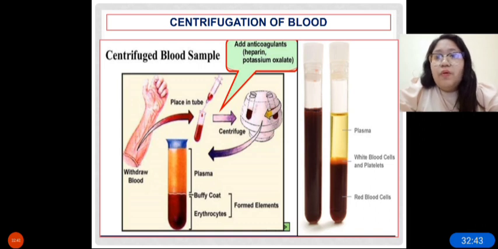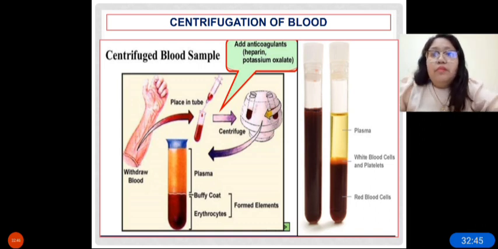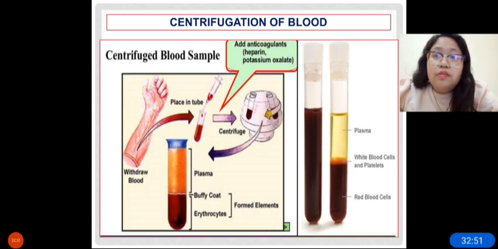Okay, so look at the image carefully. The red blood cells are suspended at the bottom, while the white blood cells and the platelets can also be seen. So they are in between the plasma and the red blood cells. So what is the less dense? Okay, it is plasma because it remains at the top.